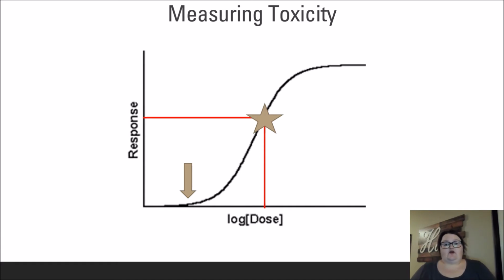This value is determined by finding the 50% mark on the response axis, drawing a line to the plotted curve, and then drawing a line down to the dose axis. The star on this graph demonstrates where the LD50 would be on this graph. Additionally, we also identify the value known as threshold, which is the first dose at which response is demonstrated. In this graph, it is indicated by the arrow. Let's take a look at different ways in which a dose-response curve can be used in a variety of circumstances.